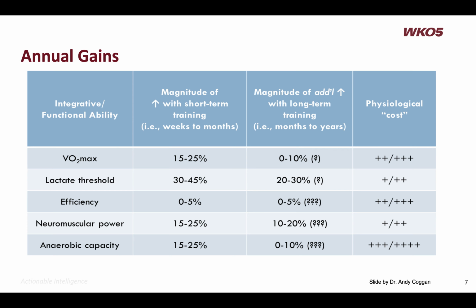I know people love to say VO2 max is genetic, you can't move it, but we're all getting smarter than that. VO2 max can move a lot. The peak, the absolute cap is probably genetic. And in long-term training, you maybe can get an additional 10%. Lactate threshold, though, you can move that 30 to 45% in short-term training and an additional 20 to 30%.